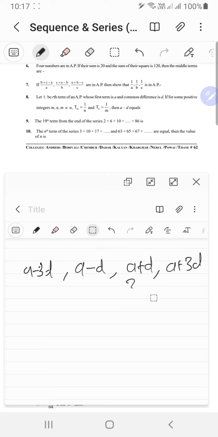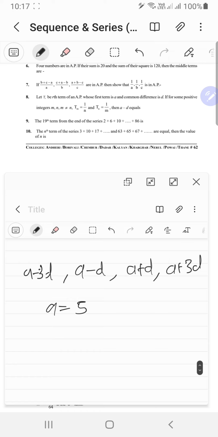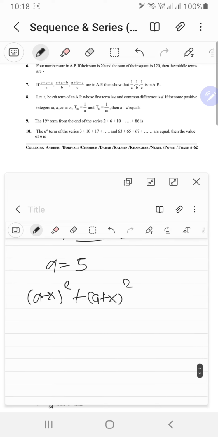Now what they are saying is the sum of all of these is 20. So the sum of all of these is in fact 4a, so our a is 5, and the sum of the squares is 120. So this thing squared plus this thing squared, well, it's like a minus x squared plus a plus x squared, and that will just be 2a squared plus 2x squared, really, since the cross terms get cancelled.